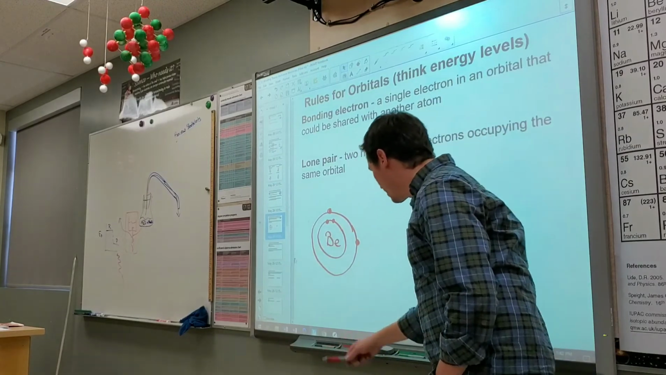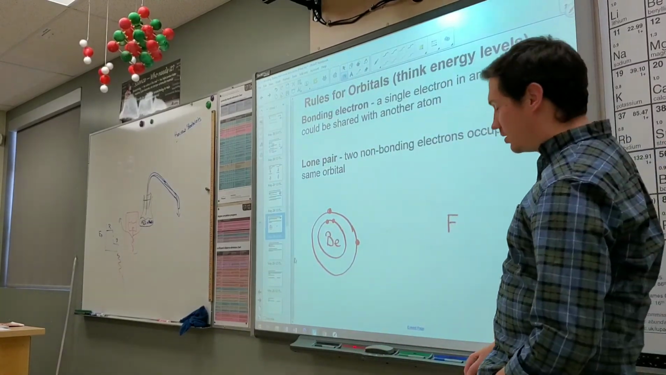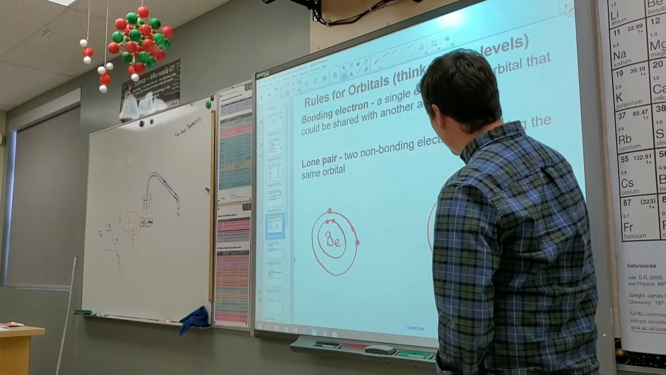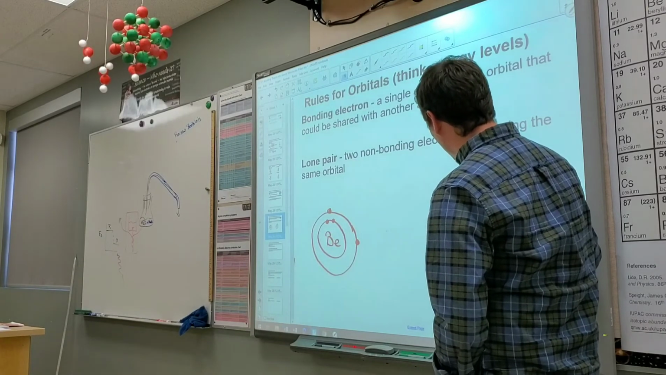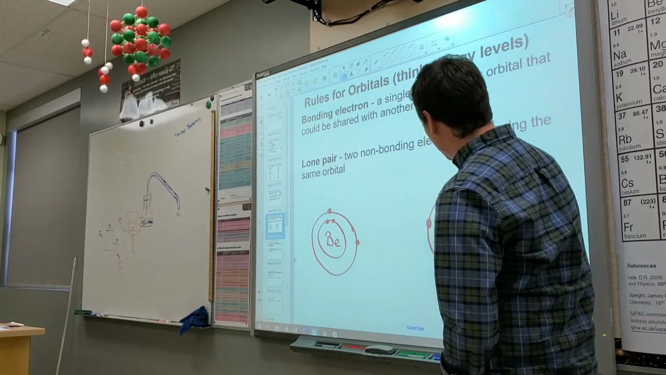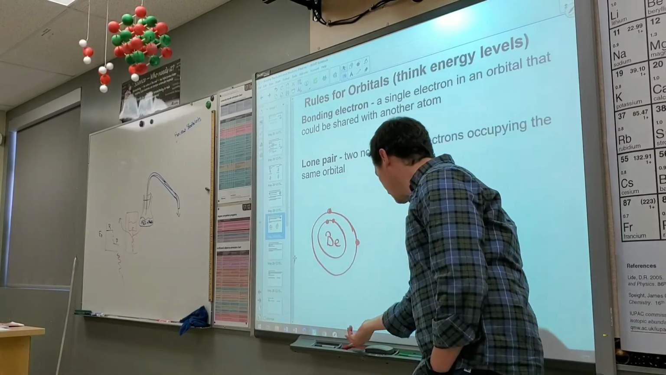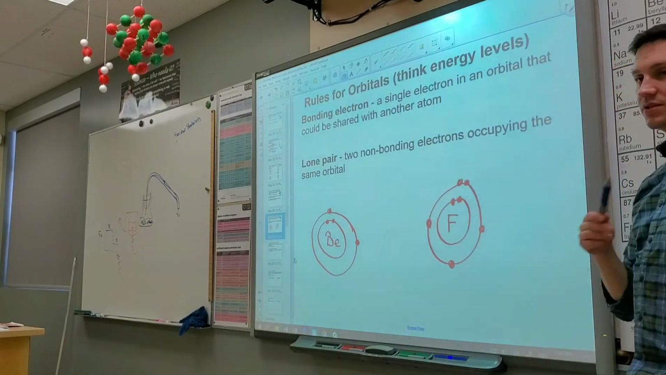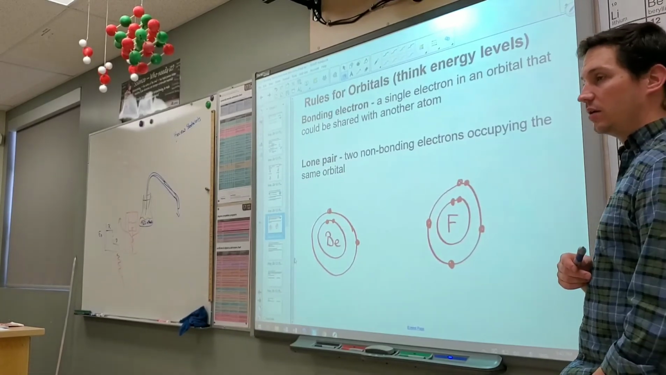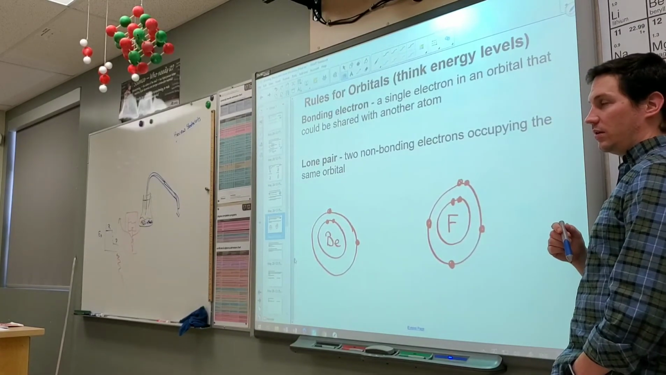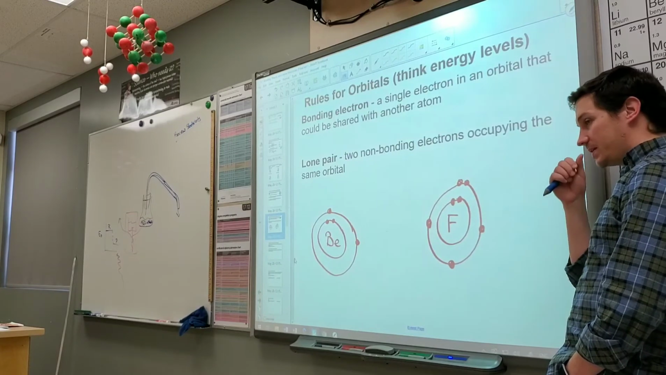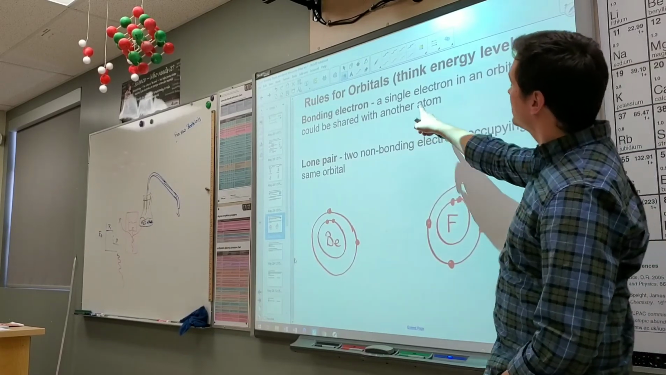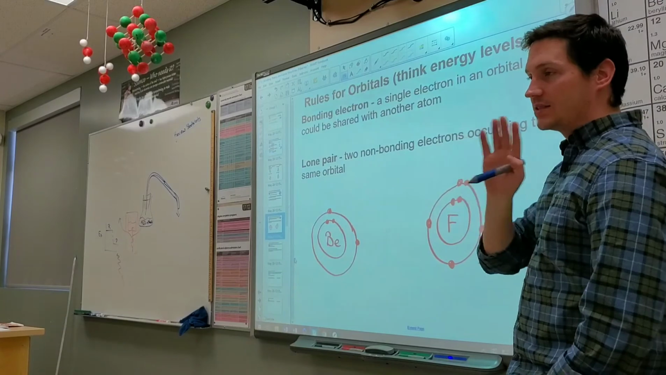Let's draw fluorine. How many protons does fluorine have? 9. So we need 9 electrons. 1, 2, 3, 4, 5, 6, 7. So I'm curious, how many bonding electrons does fluorine have? 3. Read the description of what a bonding electron is. It's 1, right? How many single electrons in an orbital that is half filled, right?